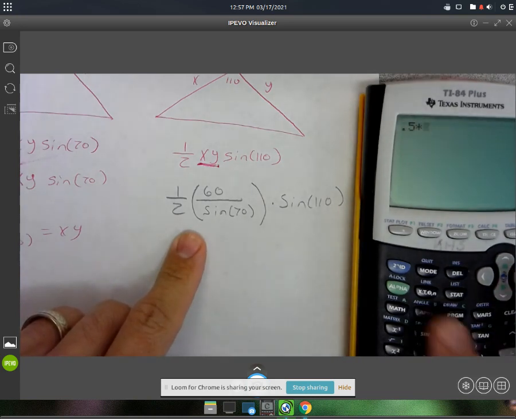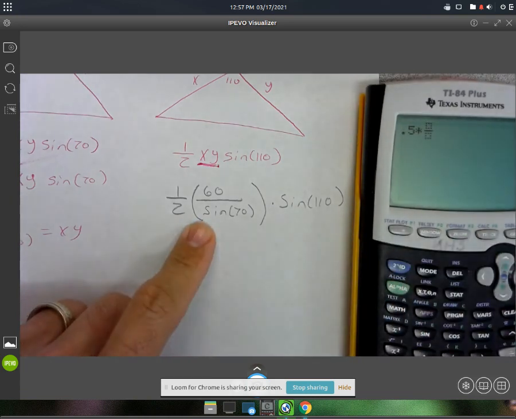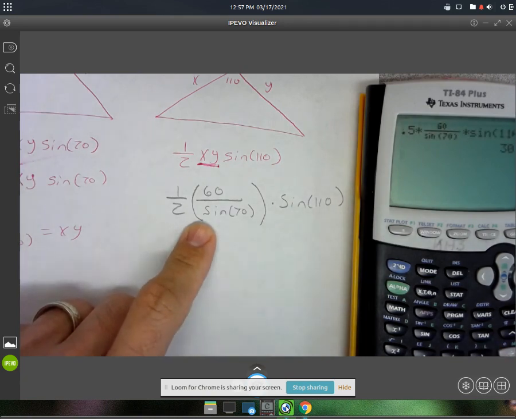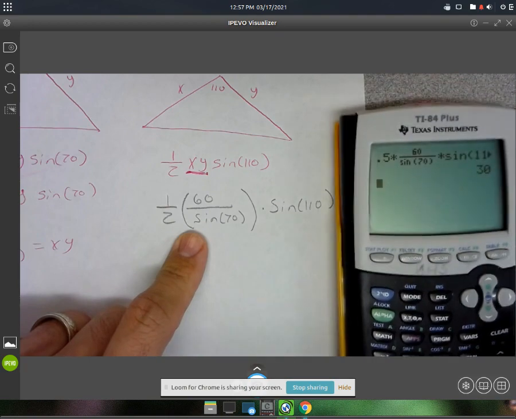0.5 times 60 over sine of 70 times the sine of 110. And that does equal 30. So the areas are the same.